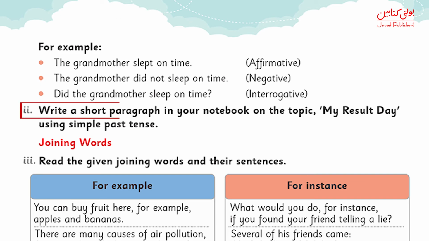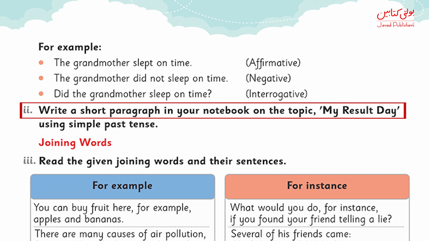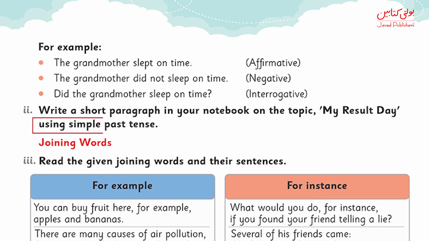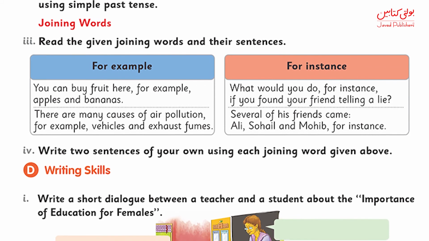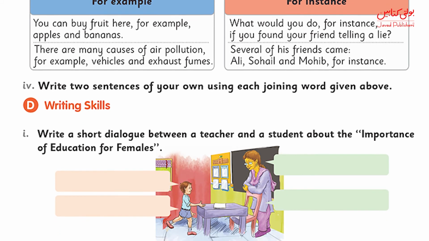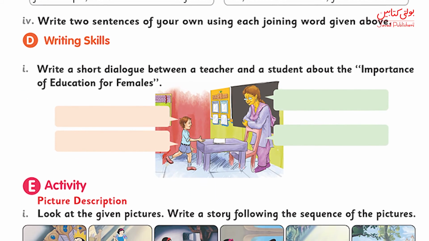Next question on page number 83 is, write a short paragraph in your notebook on the topic my result day using simple past tense. So let's write this paragraph. My result was announced on 5th December. I had prepared well for the exam, so I was expecting a good grade.